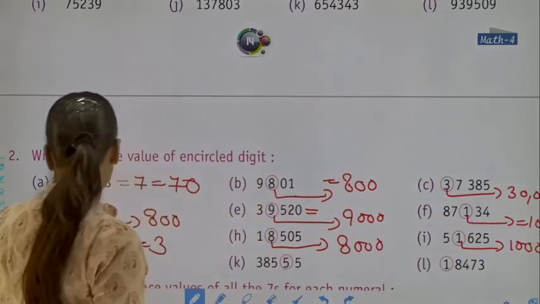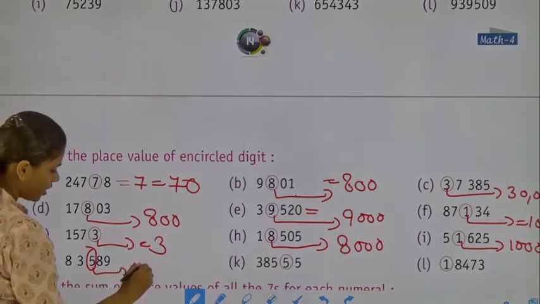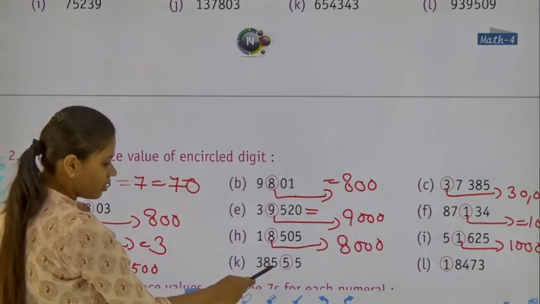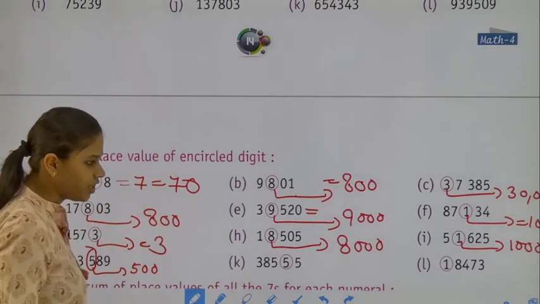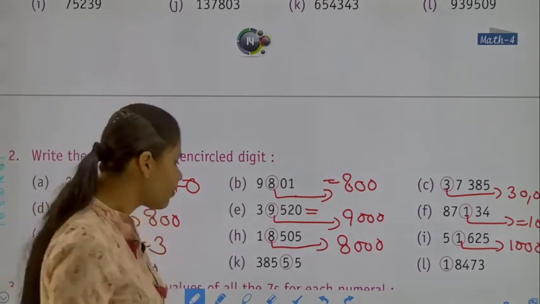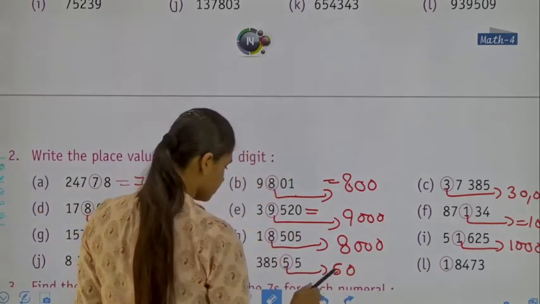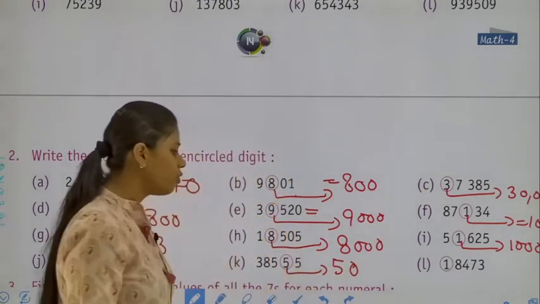Now move to the next part. There is a mistake in this part. We have to tell the place value of 5. Okay, let's start. That is ones, tens, hundreds. It will be 500. Now move to the next part, that is ones, tens, hundreds, thousands, ten thousands. That is 38,555, and we have to tell the place value of 5. That is 50.